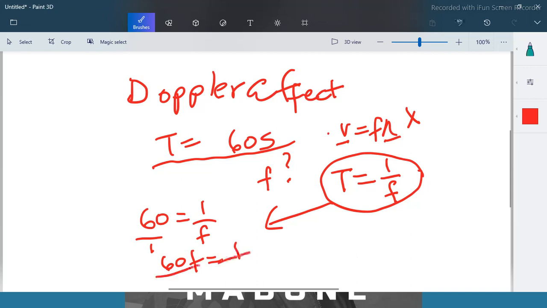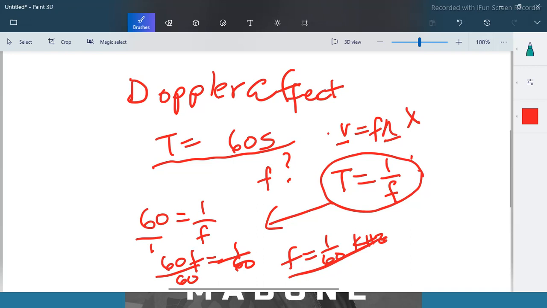And divide this by 60 on both sides, and your frequency will be 1 over 60, right? Press that in your calculator, and whatever you get, you'll put your units. Okay, guys, I think a lot of people get confused here, but you will find this formula in your formula sheet, your information sheet as well.